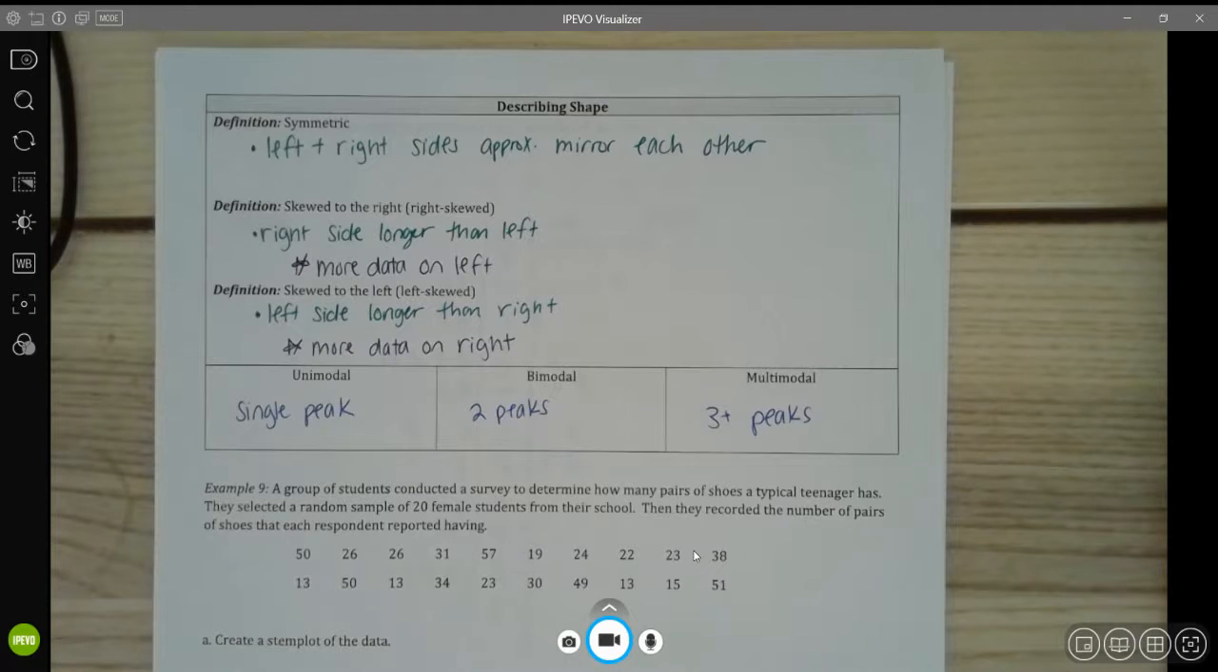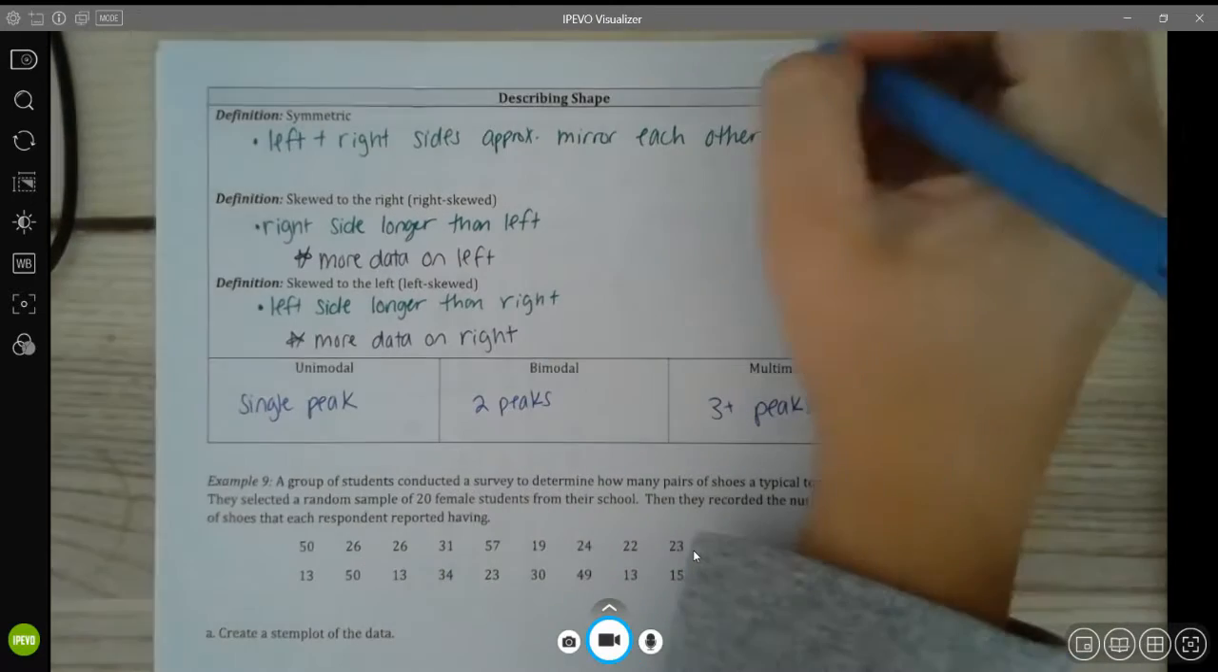Let's get into shape. In the last video we talked about SUCS, S-U-C-S: shape, unusual features, center, and spread. Today we're going to dive into shape and talk very specifically about some options for you when you're asked to describe the shape. There are three real things we talk about: symmetric, skewed right, and skewed left. Honestly, most of the data we do in this class is going to fall into one of those three categories. There's also uniform, maybe an option, where it's just straight across.